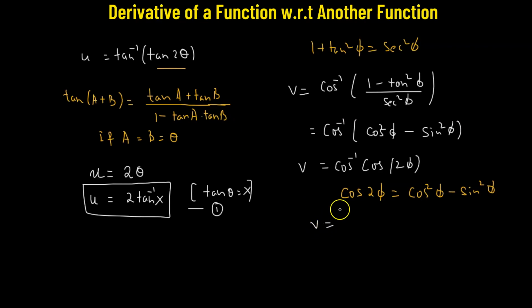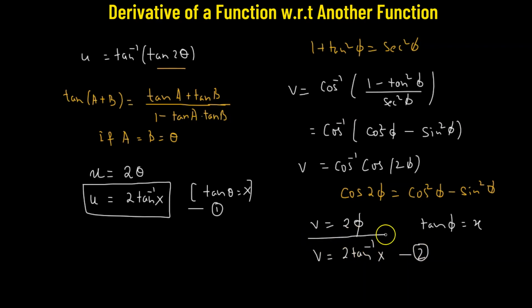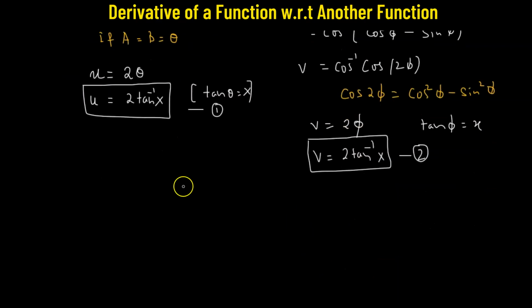Right. Now that means we now have a simplified form for v. So v will be equal to, so cosine inverse of cosine of 2 phi will give us 2 times phi. And since we have considered tangent of phi to be equal to x, that means v will be equal to 2 times inverse tangent of x. So we have obtained an expression for v as well. Now our next task will be to take the derivative of u and v.